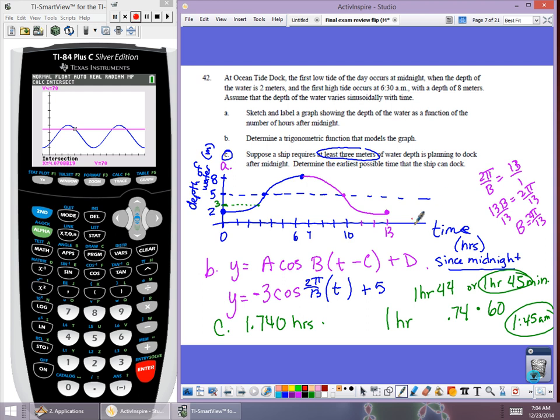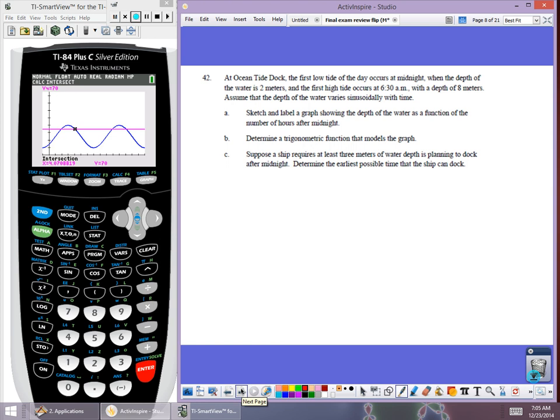Here is the graph, which was A. B said write the equation. This was the equation. Again, you could have a different equation if you started somewhere else. And at 1:45 a.m. was C. Okay, so let's go ahead and go through that completely.